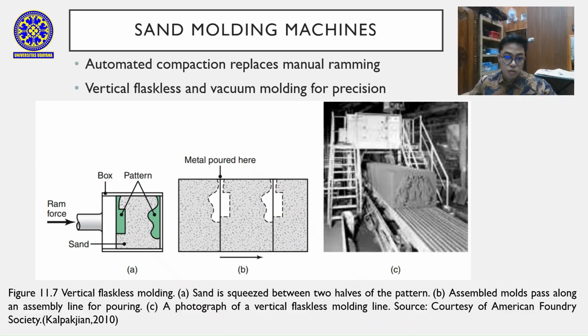Modern foundries use automatic molding machines to increase productivity and uniformity. Vertical flaskless molding systems eliminate the need for a separate flask, making them ideal for high-speed production. Another approach, the vacuum molding process, uses vacuum pressure to compact sand without using binders, producing castings with a smooth surface and excellent dimensional accuracy.